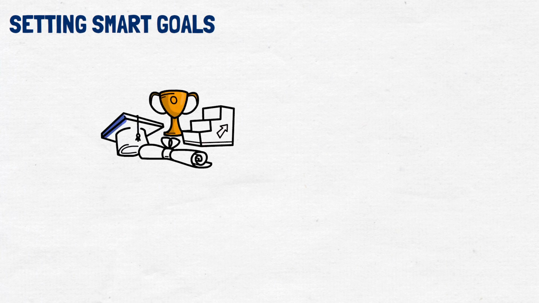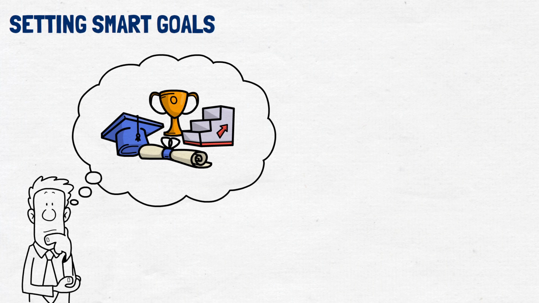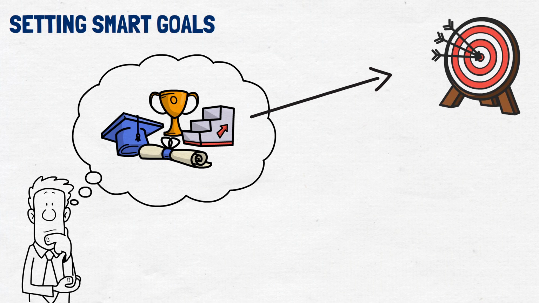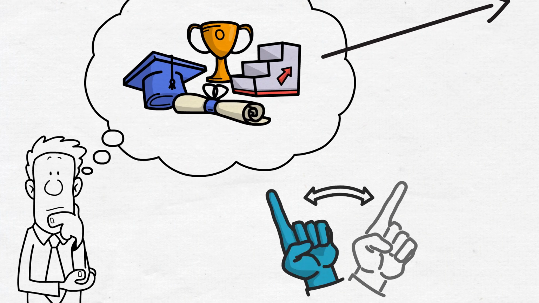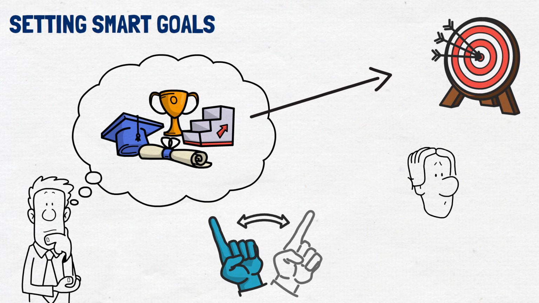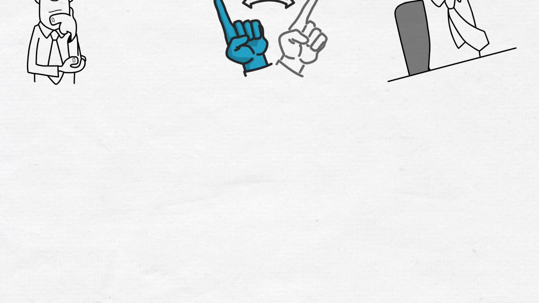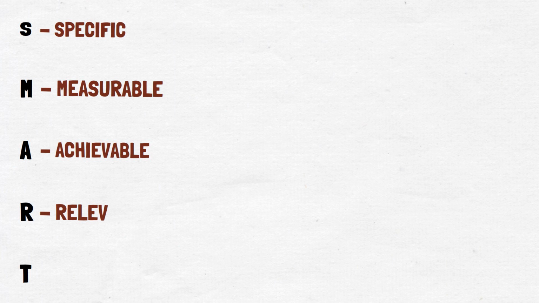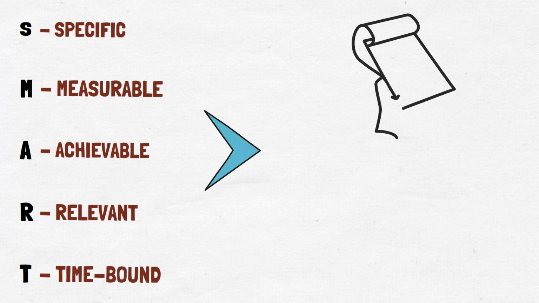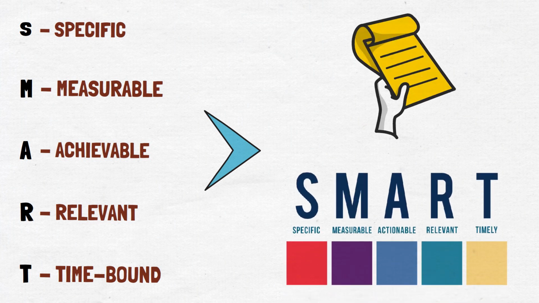Setting SMART goals. How to properly set a goal. In today's world, setting goals has become an essential part of life. Whether personal or professional, goals help individuals track their progress and reach their desired outcomes. But not all goals are created equal. The way you set goals can make or break your success. That's why it's crucial to set SMART goals. SMART stands for specific, measurable, achievable, relevant, and time-bound. Let's dive into each aspect of setting SMART goals and how to properly set a goal using this framework.